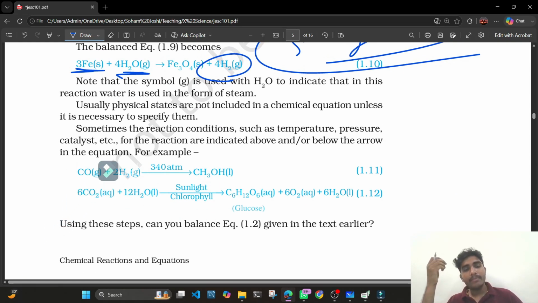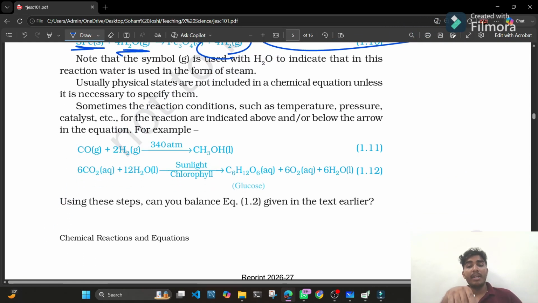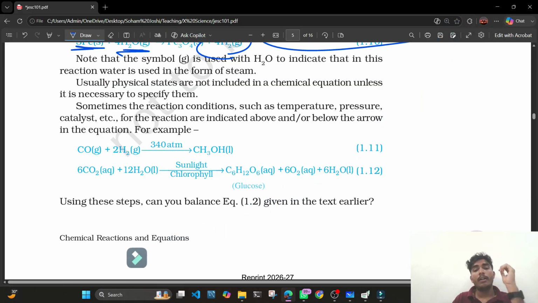Sometimes the reaction conditions such as temperature, pressure, catalyst, etc. are also indicated using the example. So now look here, I have written CO plus 2H2 gives CH3OH. So basically here it is written 340 ATM. What is ATM? ATM denotes atmospheric pressure. So my reactants were CO plus 2H2, but to make them react, I applied a pressure of 340 atmospheric pressure. So that is what we use.